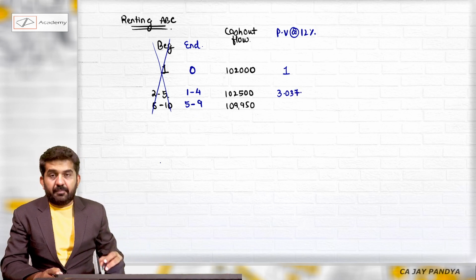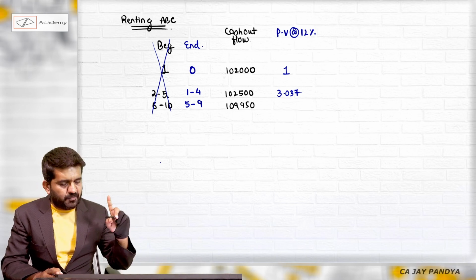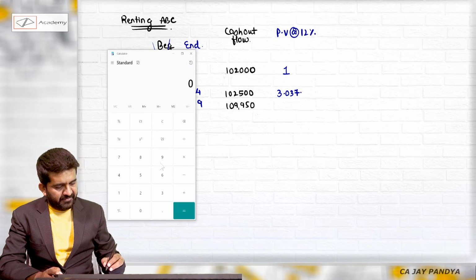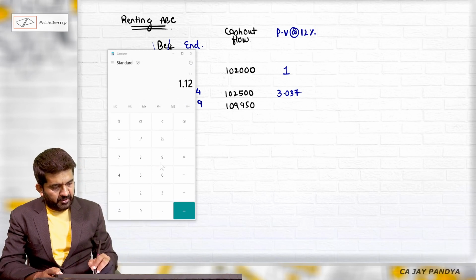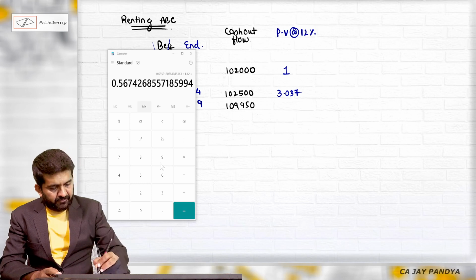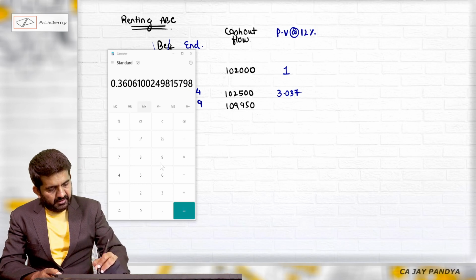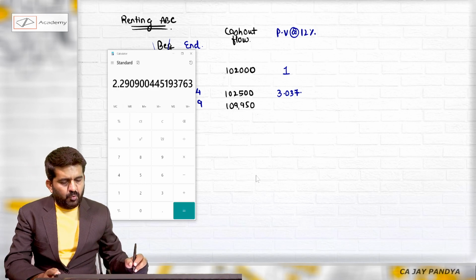And this will be from 5th to 9th year, not from 6th to 10th year. It is from 5th to 9th year. 1 divided by 1.12, 1, 2, 3, 4. 5th, plus 6th, plus 7th, plus 8th, plus 9th, plus. MRC is 2.901.